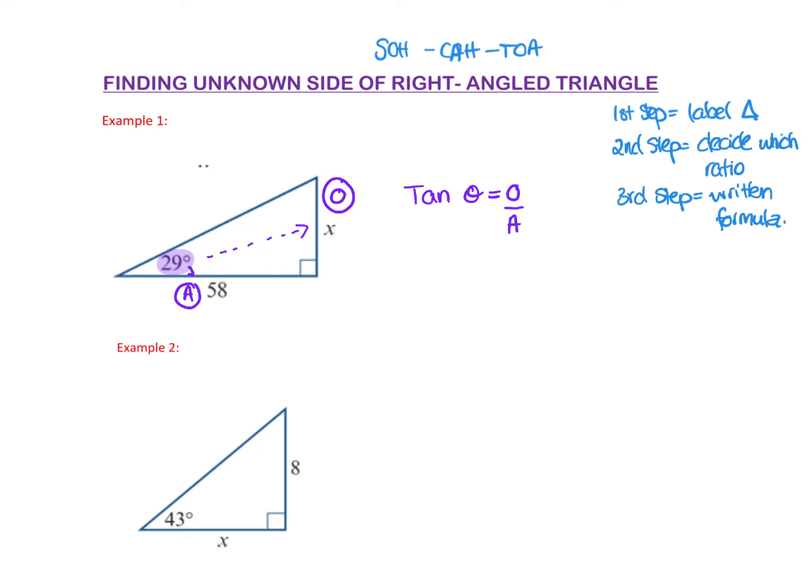Once you've done that, we're going to substitute in what we know. We know that the angle is 29, the opposite they're calling x, so I'll put x in there, and we know the adjacent is 58. So our fourth step is to substitute. When you change the label to what it is, that means substitute. So substitute values into the formula. Okay?